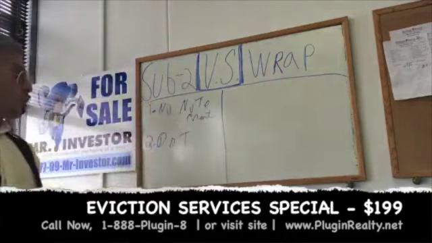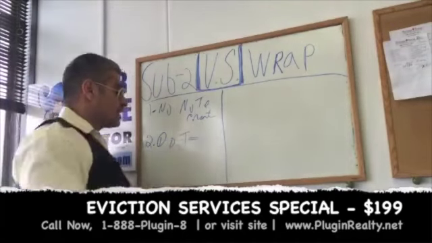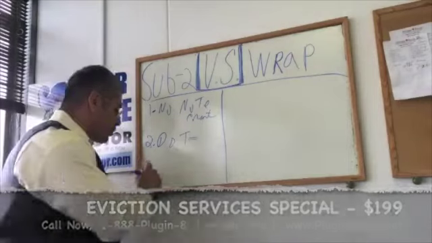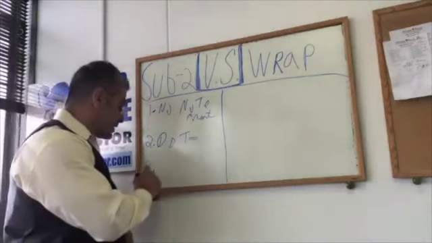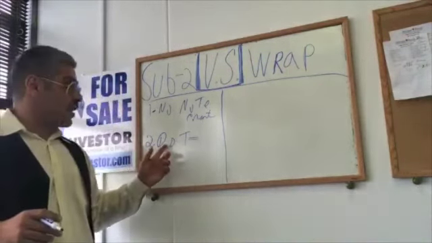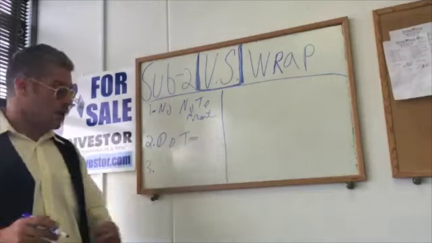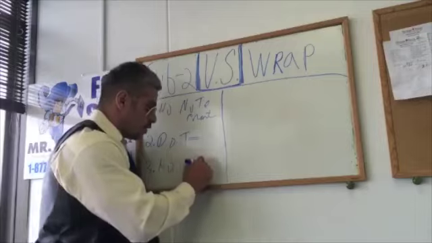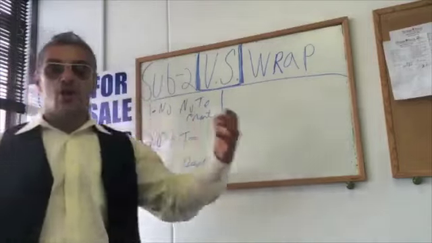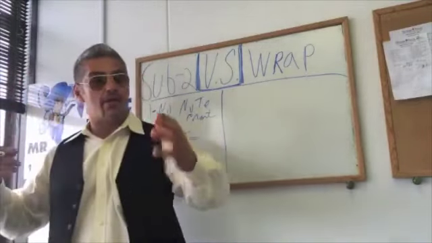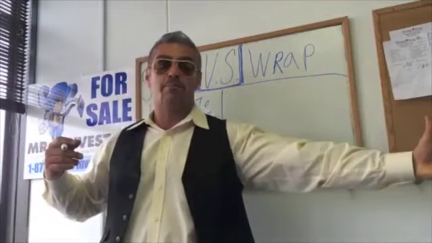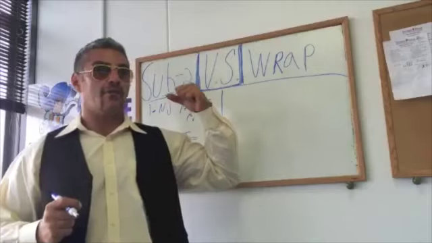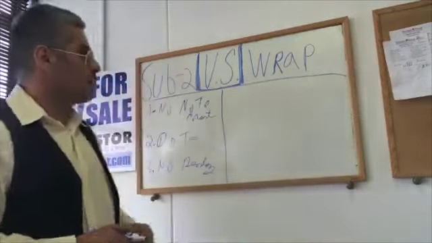So this is one of the major differences between a subject to and a wrap: in the subject to, the seller does not get a deed of trust. Which brings me to point number three: because the seller does not get a deed of trust, the seller has no remedy. That means if you default and don't make his monthly payments, the seller cannot get his property back, and therefore he has to hire an attorney.